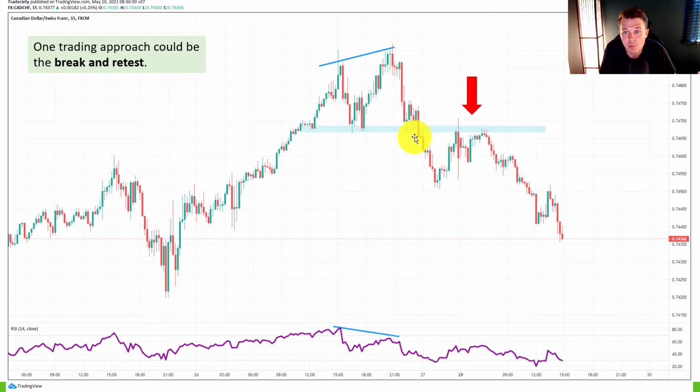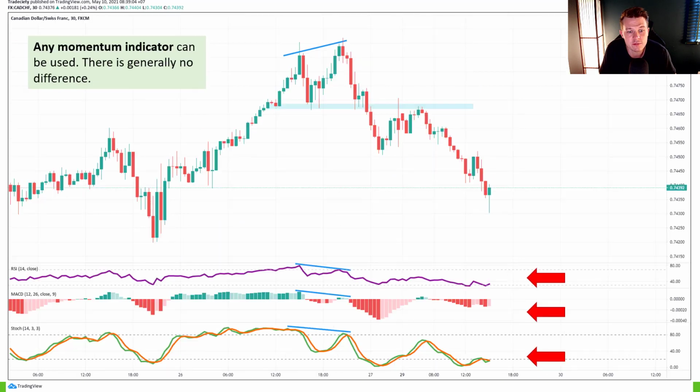For example, a breakout, a break and retest, a multi-time frame approach even, a trend line, as I will show you later, maybe even a moving average breakout. We will get into that later. But, very important, divergences on their own are not strong enough.